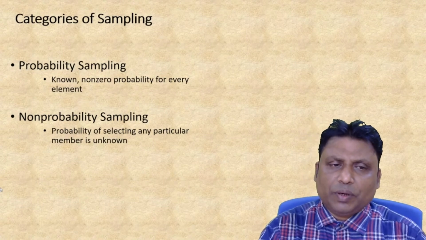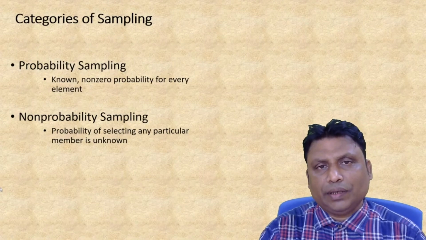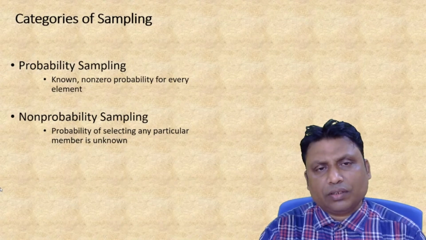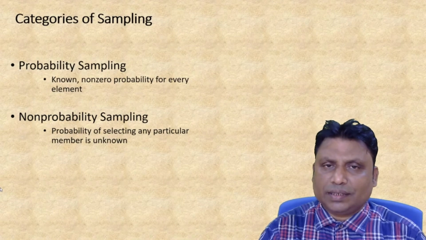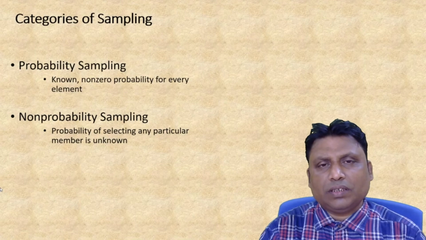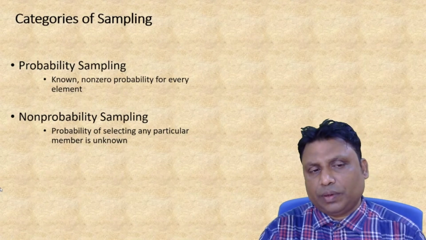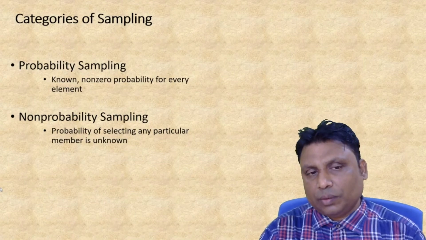In probability sampling, what happens? There is a non-zero probability for every element. If the probability is zero, the chance is nil. That means we cannot say whether we are collecting or not collecting. So what is probability? The chances. Chances should be up to 100%. Generally, probability means 50-50: success rate 50, failure rate 50. These are the probability values, and probability values are always between 0 to 100% or 0 to 1.